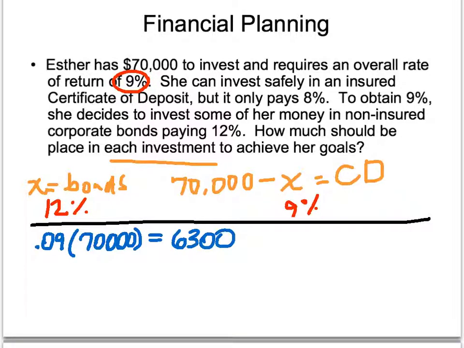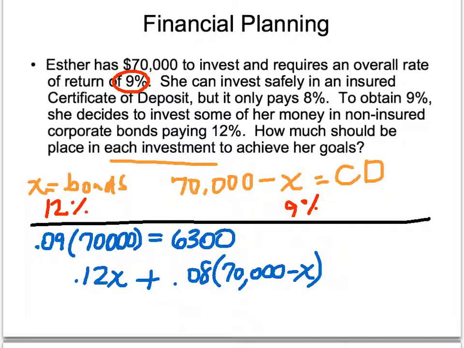Since the total return rate is 9%, 9% of 70,000 equals 6,300. So I must have the equation 0.12 times X, representing the bond, added to 0.08 times 70,000 minus X, representing the CD, and those two investments together have to equal $6,300. So now all that remains is to solve this equation. And I'm going to go to a new slide to do that because I'm running out of room.